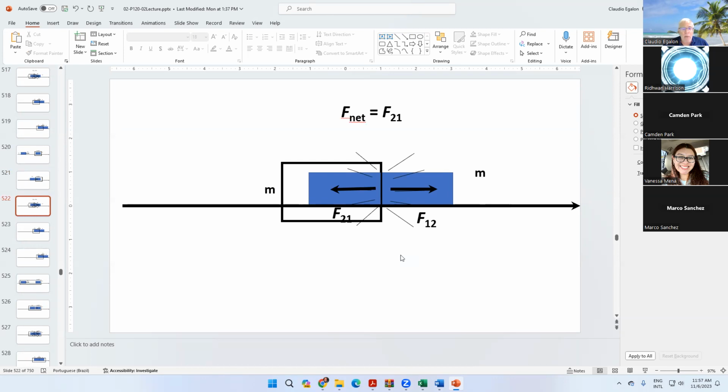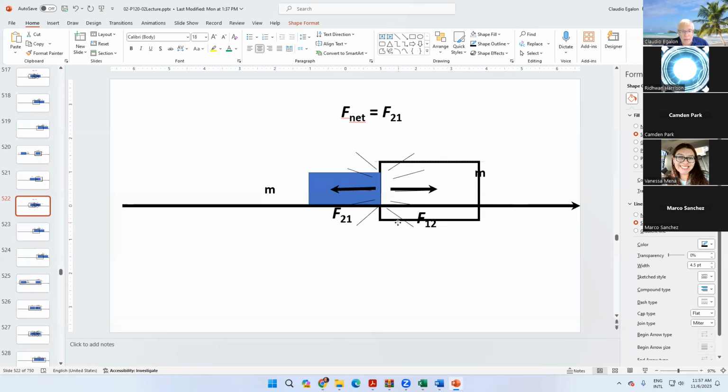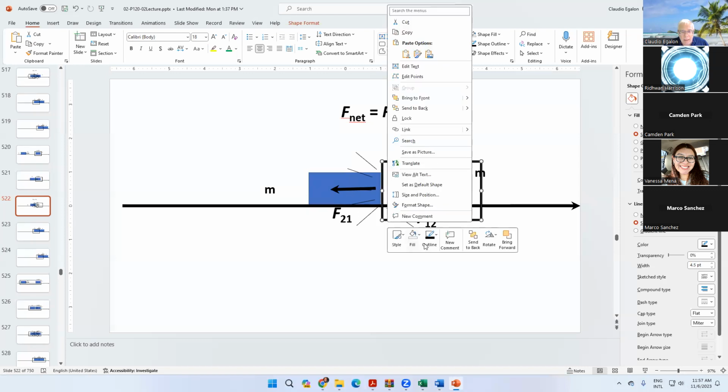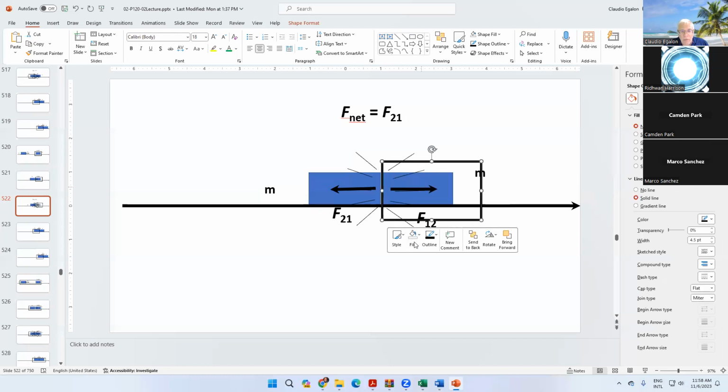The problem arises when the first mass, funny, isn't that? Let's see if I can get that. It has to be invisible. No outline. No, this one here. No fill. Okay, here you go.